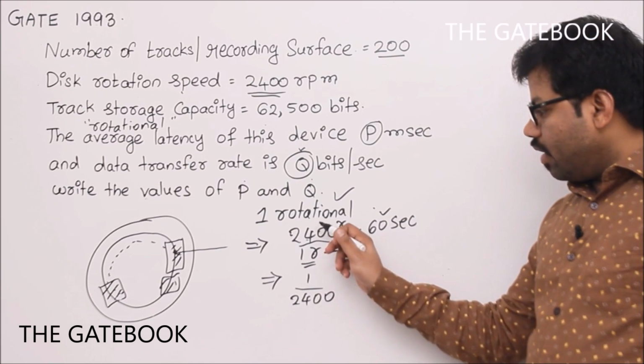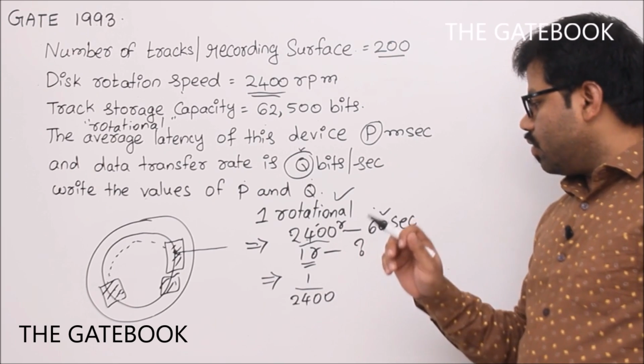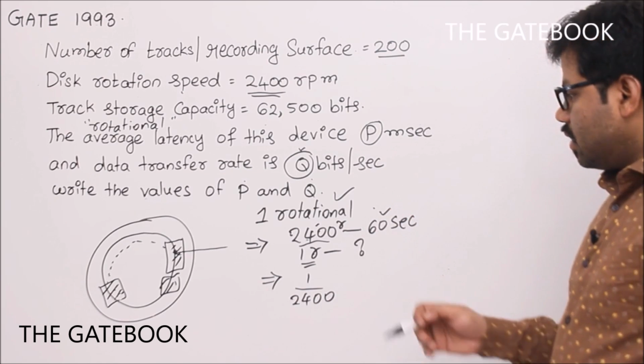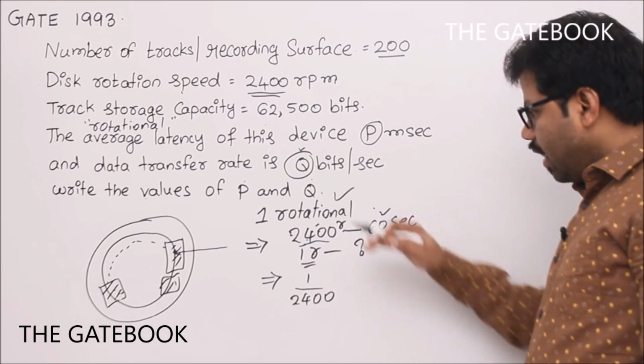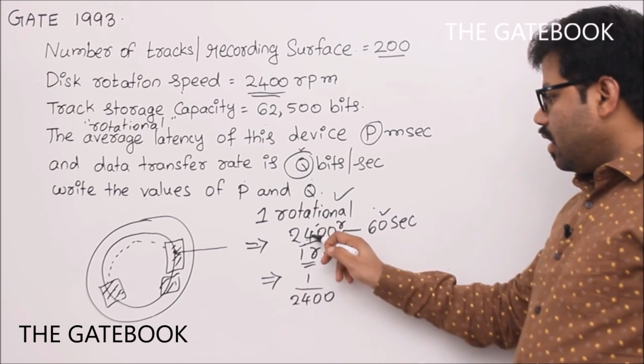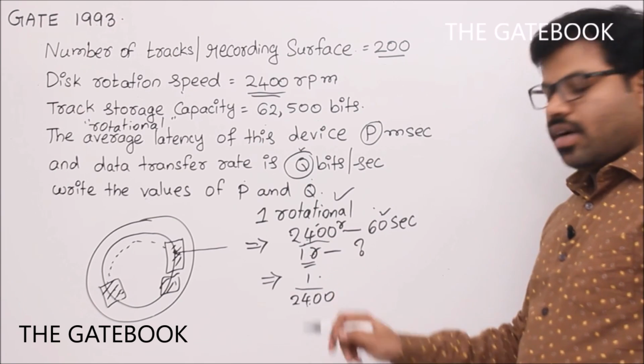Lesser than these values. That means lesser than or more than this value? Definitely lesser, correct? Because for 2400 it is 60 seconds, and for 1 it is definitely lesser than 60 seconds. Then in these two, which one is least? 1 will come on top, 2400 will come down.